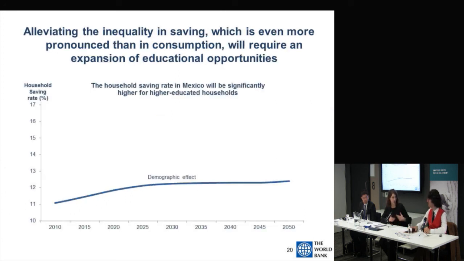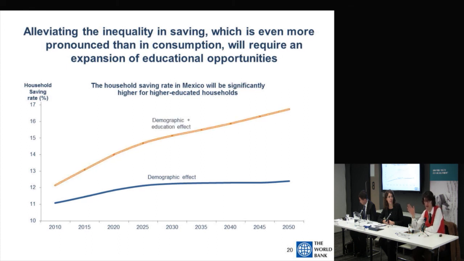Okay, finally, if you do something with education, you have an immediate boost. Here you see that more education, distributed more equally, increases the saving for everybody by up to 5 percentage points in this case.